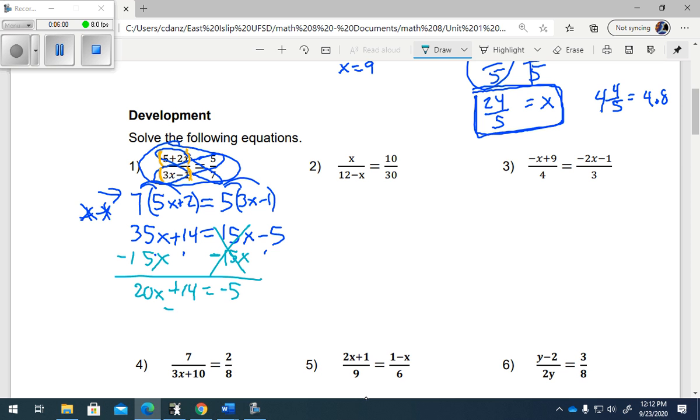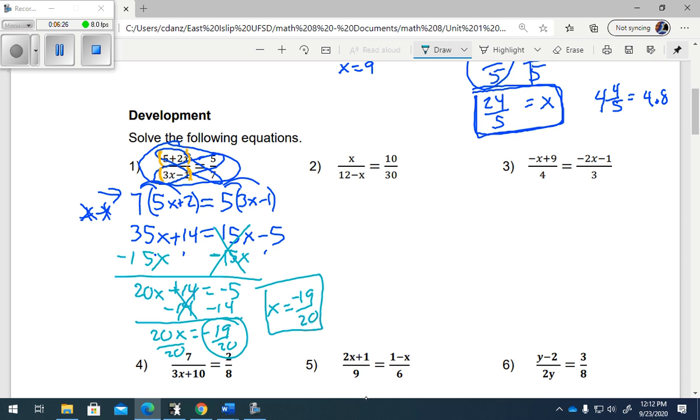Now I'll subtract 14 from both sides. So 20x equals negative 19. I'm going to get another fraction for an answer here. I'm going to divide both sides by 20. And x equals, right here is your answer, negative 19 over 20.